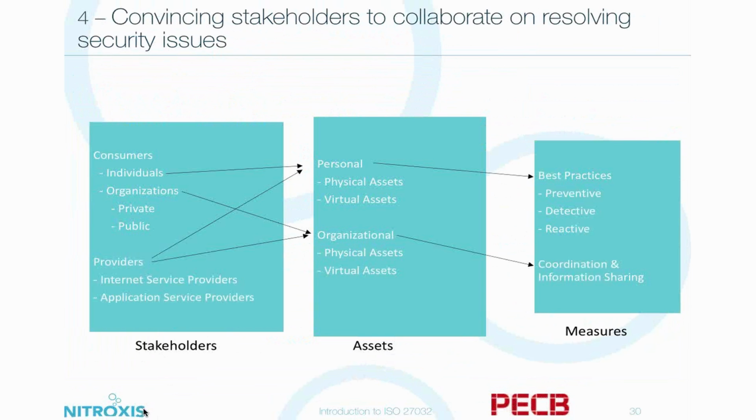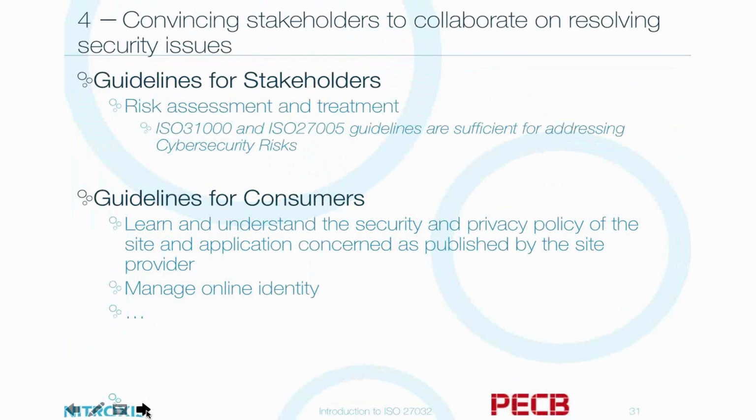For the personal assets, the best practice to follow is to be preventive, detective, and reactive. For the organizational assets, you need to have coordination and information sharing between entities. So, guidelines for stakeholders. ISO 31000 as a risk management framework, principles and guidelines, provides principles and generic guidelines on risk management. You can also follow ISO 27005, which is rather for information security, and guidelines for consumers. This is a non-exhaustive list because I could write you 1,000 slides on that.